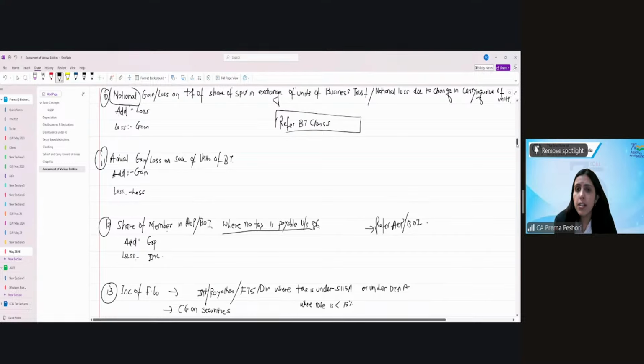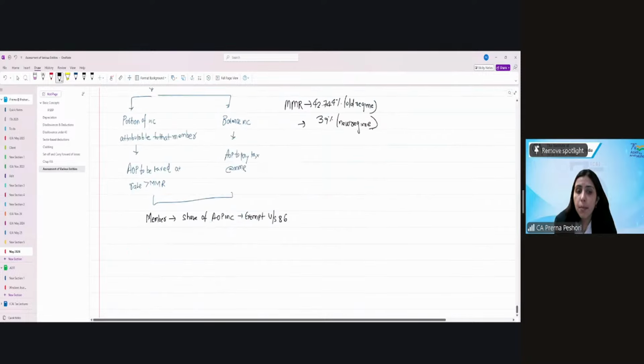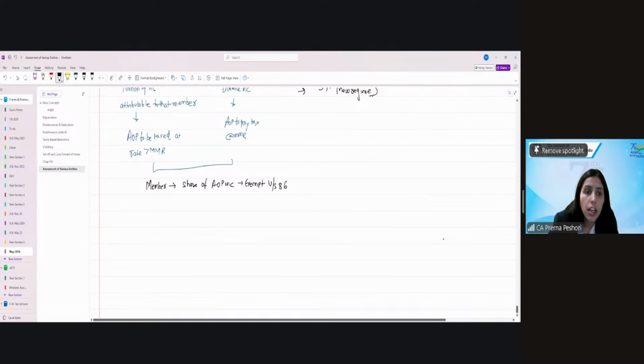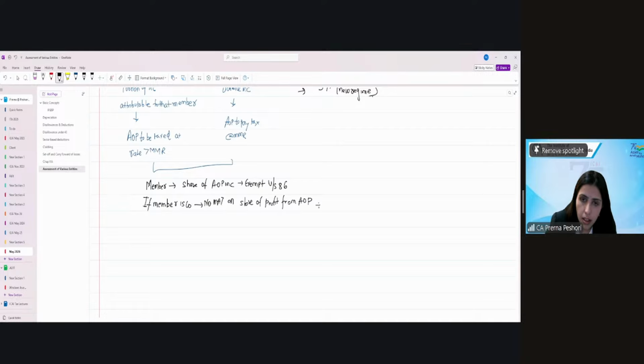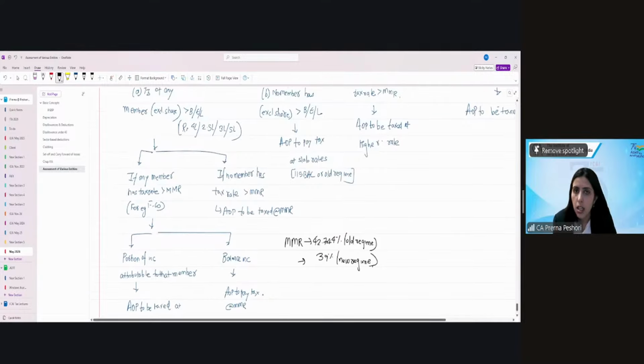So where the AOP is paying the tax at the MMR and the share of the profit is exempt in the hands of the member, and if the member is a company, then no MAT on the share of profit from AOP. Exclude from book profits. Clear? Yes, ma'am. Clear, ma'am.